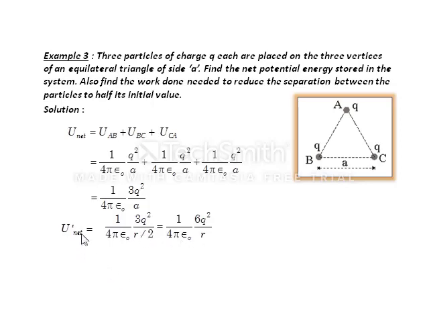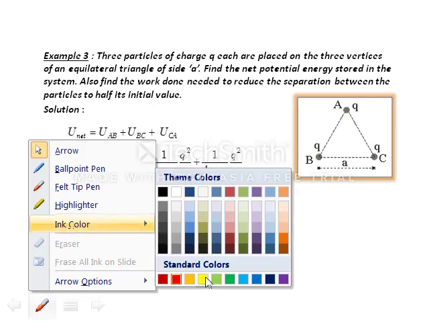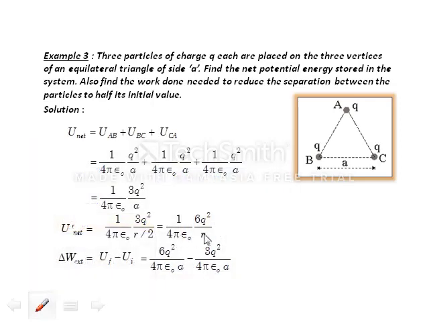Final energy, sorry, work done by external agent. This is final energy minus initial. Values of final and initial. This is the final one. Now here the printing mistake has been corrected. So here this term and this term should have been A. So take care of these two. Anyhow, here it's okay, and we have the answer.